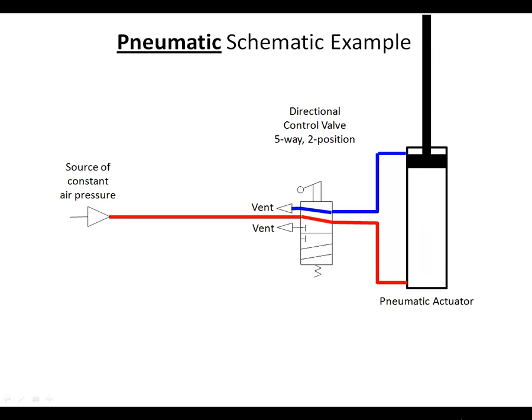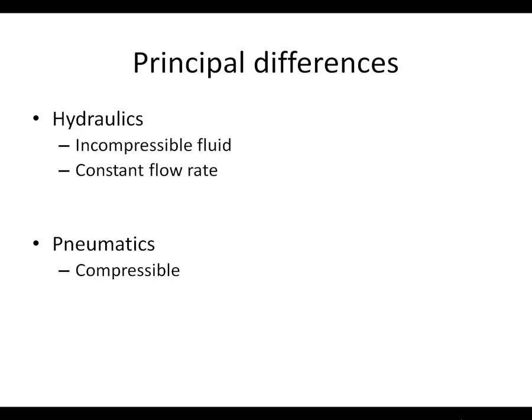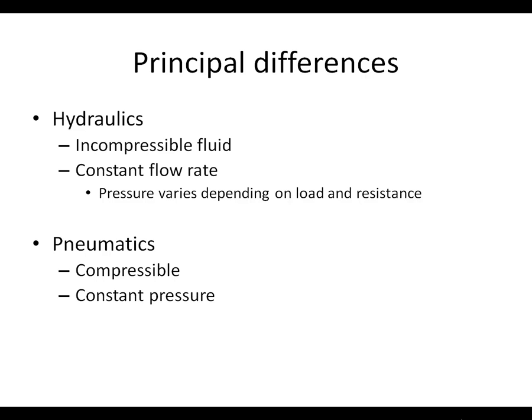actuator to extend. Let's take a look at the principal differences between hydraulics and pneumatics. First of all, hydraulics is an oil, and we treat that typically as an incompressible fluid, whereas pneumatics is usually air, which is compressible. Another main difference is that in hydraulics we have a pump that's producing a constant flow rate of oil. That results in a variable pressure depending on load and resistance. Pneumatics, on the other hand, are constant pressure sources, which will result in a variable flow rate depending on load and resistance.